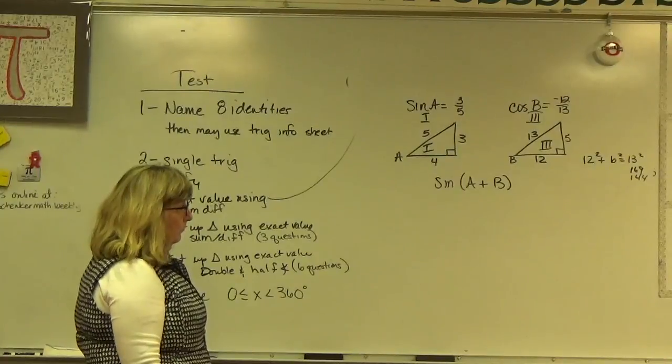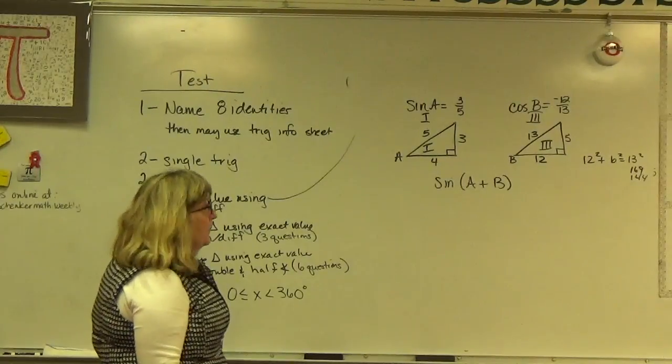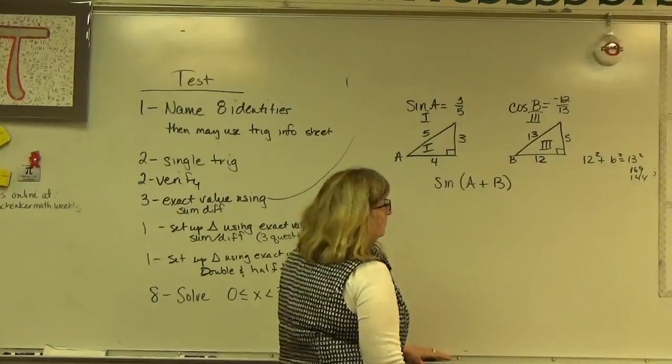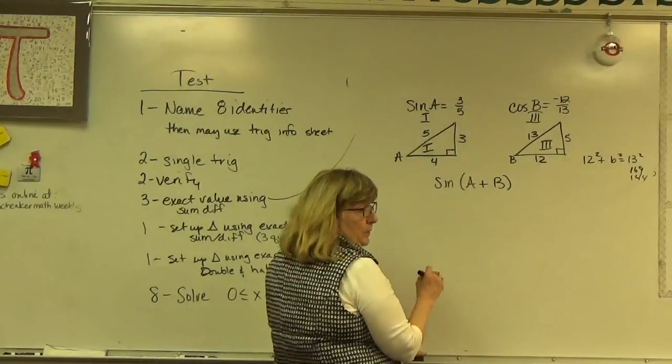So what is the negative's effect? Is that just an effect? That affects it when you put it into the formula down here. Okay. Now, what is the formula for sine of A plus B?